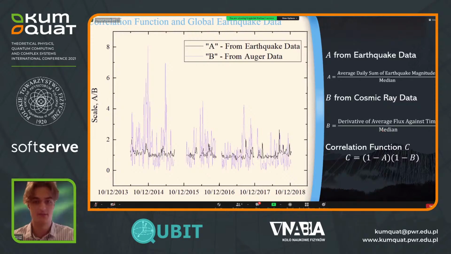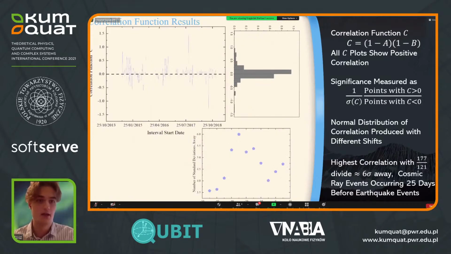We also divided it by its own respective median and came up with the function which basically tells us that when both of the signals are above their own medians or below, then it's positive, and when they are different it flips and is negative. And so you have it plotted here. This plot is, I believe, for a 15-day shift. And you can see in the histogram that there is an advantage of the positive results.